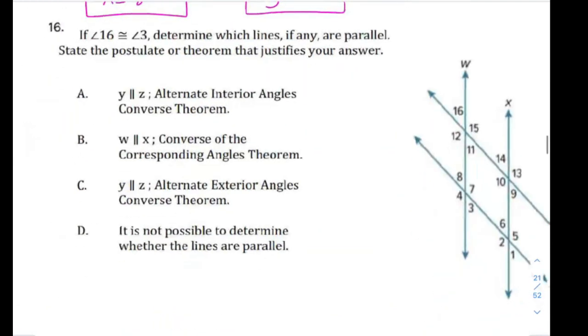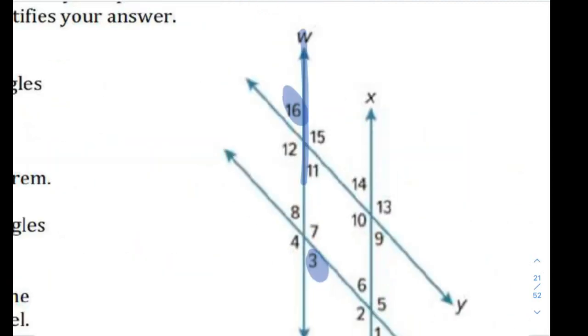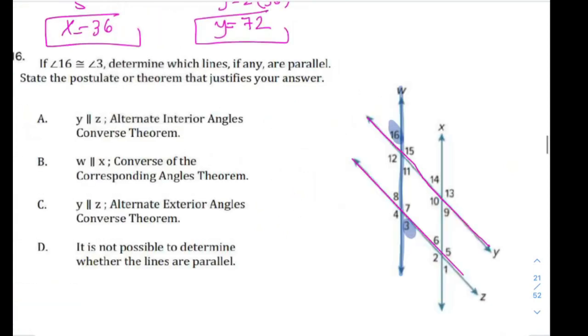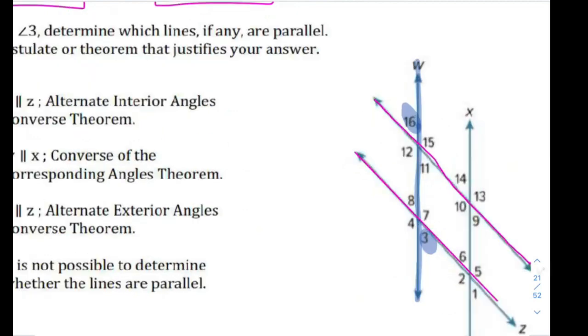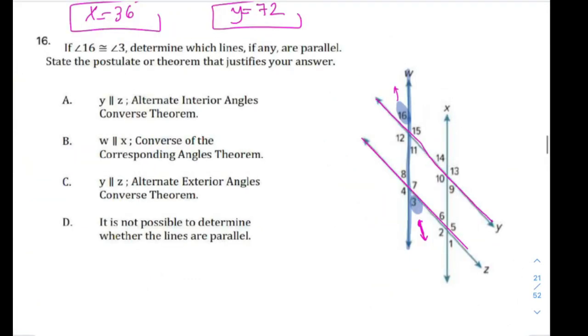Question 16. If angle 16 is congruent to angle 3, so let's see 16 and 3. What is the relation between them? As you see, this is the transversal that they are located at. That means these lines are parallel. We are looking for lines that are different than the transversal. So y will be parallel to z, and these angles actually are alternate exterior angles. Both are exterior angles. So that means we will choose C. Y is parallel to z.